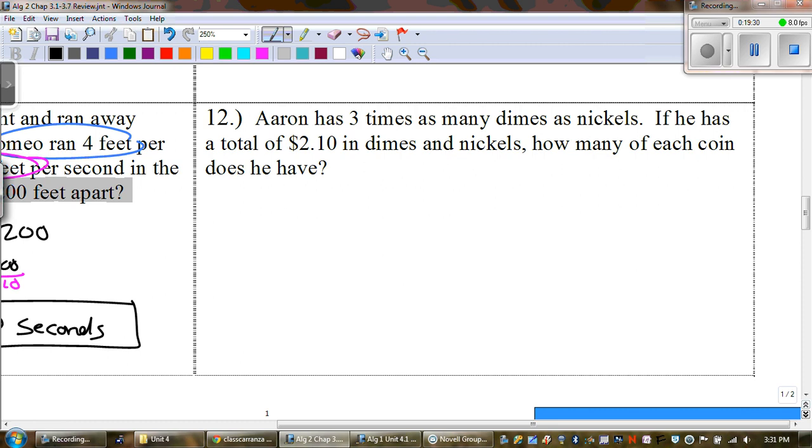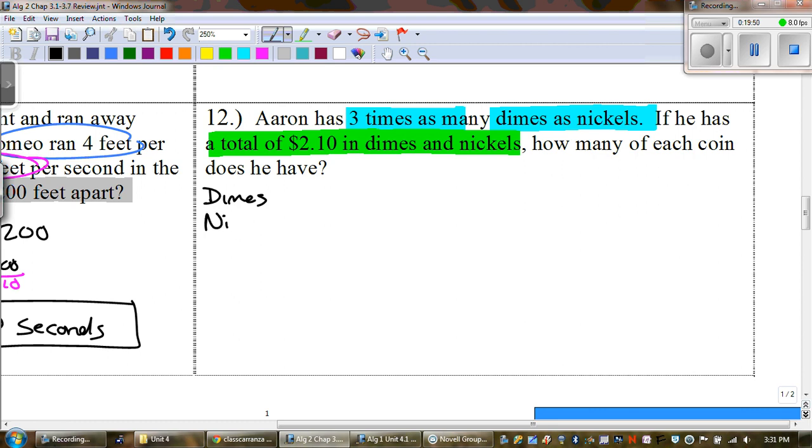All right, number 12. Aaron has 3 times as many dimes as nickels. If he has a total of $2.10, how much of each coin does he have? All right, well, we're talking about dimes and nickels. First off, we start off that both of them are x. And he has 3 times as many dimes, so that's why it's 3x.